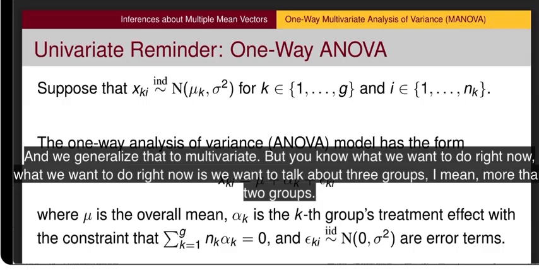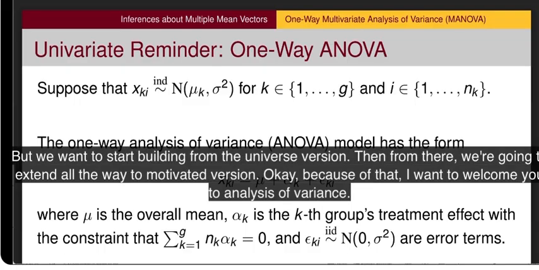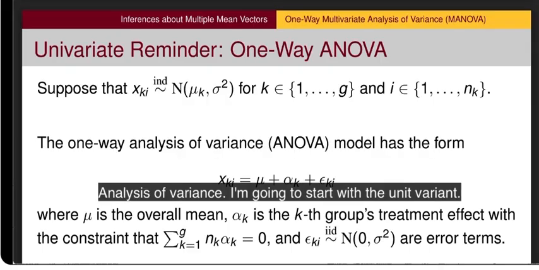But you know what we want to do right now? What we want to do right now is talk about three groups, more than two groups, but we want to start the building from the univariate version. Then from there, we're going to extend all the way to the multivariate version. Because of that, I want to welcome you to analysis of variance. Analysis of variance, I'm going to start with the univariate.